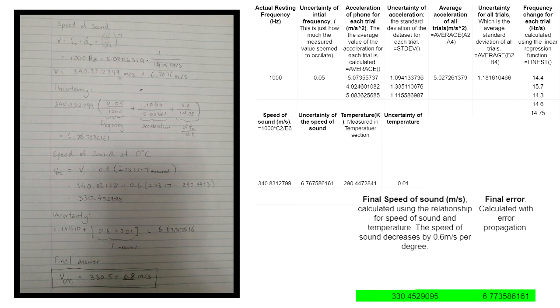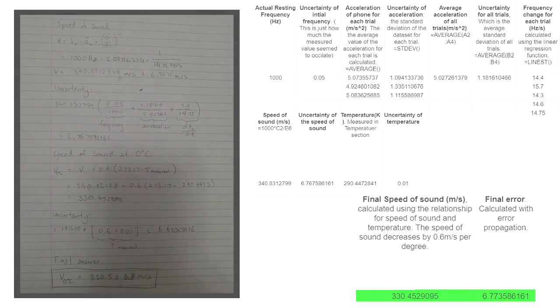Lastly, we calculate the room temperature using the method outlined at the beginning, and we plug in the speed and the temperature into the equation relating the speed of sound and air temperature to find the speed of sound at 0 degrees. By propagating the uncertainties and calculating, our final value is 330.5 plus or minus 6.8 meters per second.